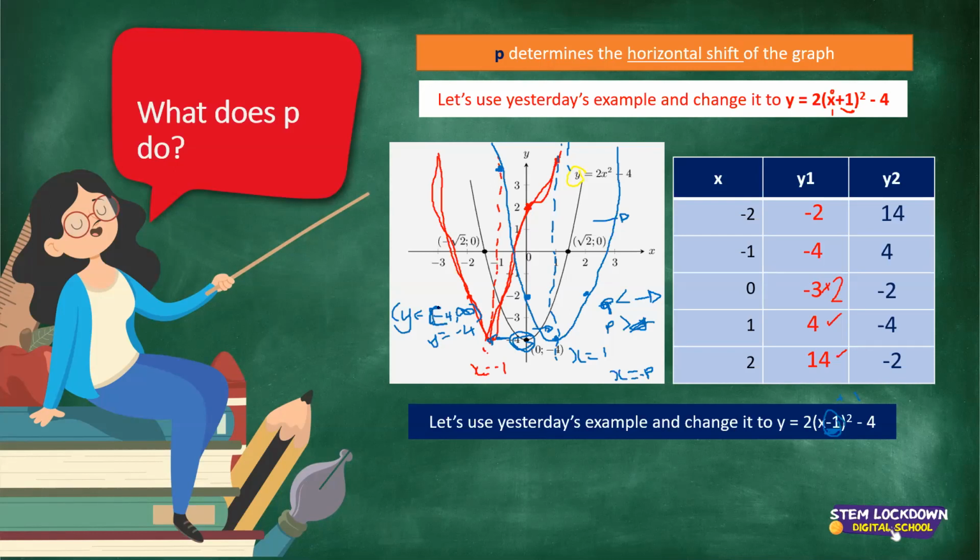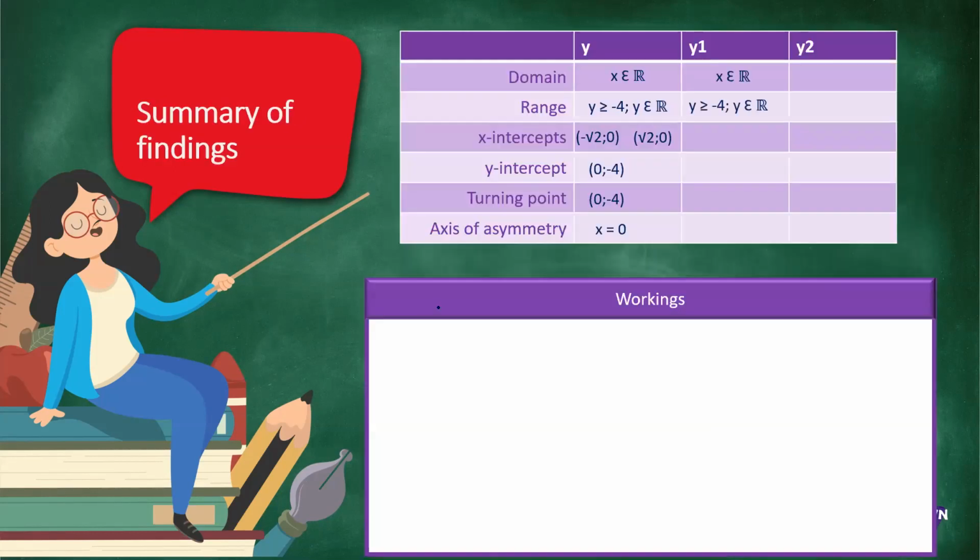this is a square bracket. Or you can simply write it as y is greater than or equal to -4, and y is an element of real numbers. Then, guys, I had to do the x-intercept. Now, this was a tricky graph. I couldn't look at the x-intercept with my eye.